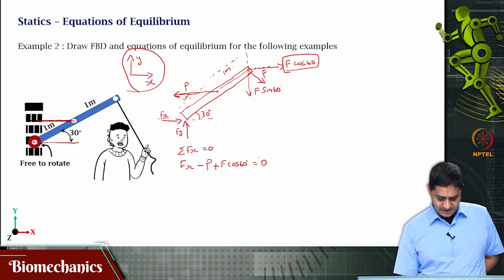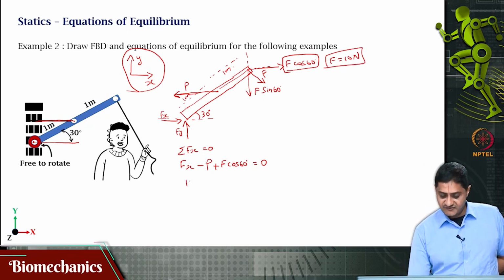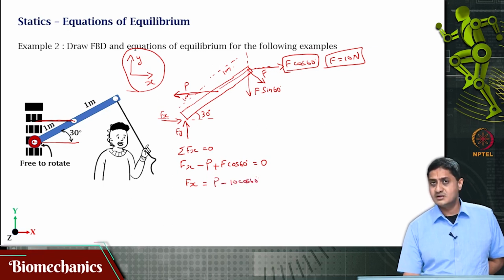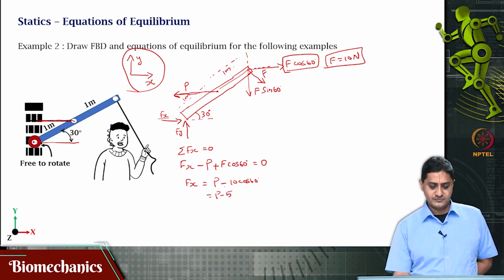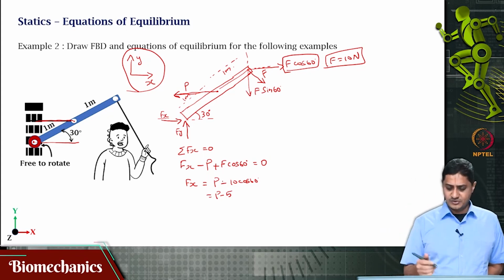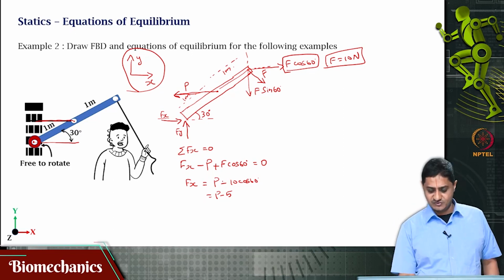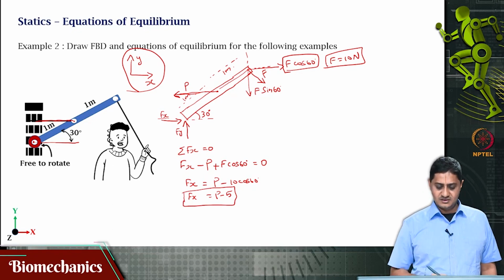Let us say F is equal to 10 newton for the sake of discussion. Then I can write Fx is P minus 10 cos 60, but cos 60 is 1 by 2 or 0.5, so I can write this as P minus 5. And because P is some known value, let us say 50 newtons, Fx would then be 45 newtons. So, I can solve for this using this.